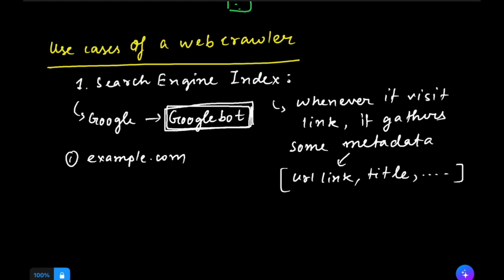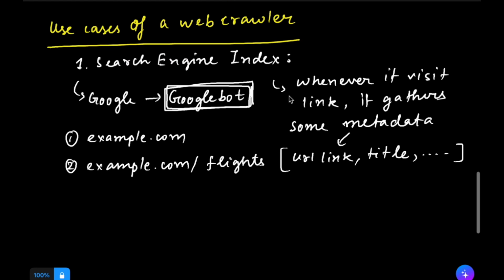Along with, into this web page there is a link which redirects me to, let's say, example.com/flights, and I put a keyword in the search engine like flights example. Let's say this is a scenario which I am just describing, like how things work.